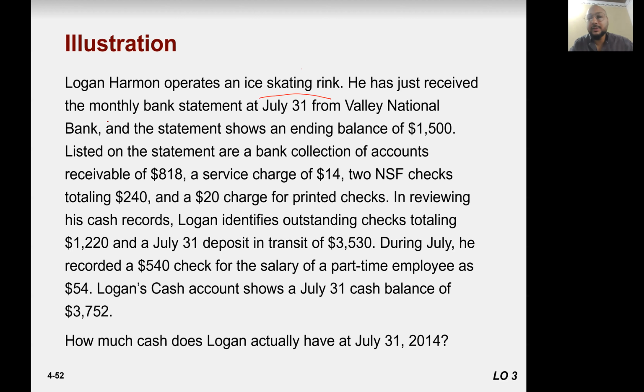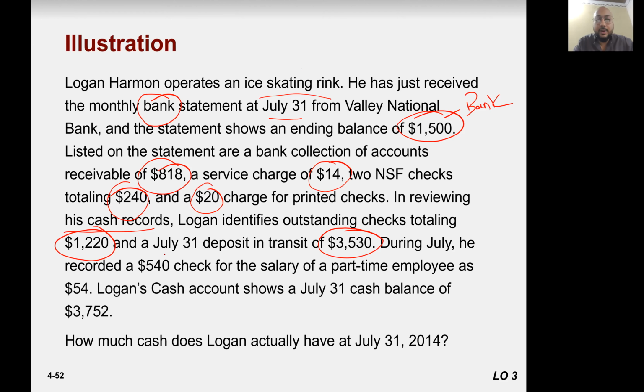Okay, so we have Logan Harmon, who operates an ice skating ring. He has just received a monthly statement, the bank statement at 31st of July from Valley National Bank, and the statement shows an ending balance of 1500. So this is the bank balance. Listed on the statement are a bank collection of account receivable 818, service charges 14, NSF 240, and 20 of printing charges. In reviewing his cash records, Logan identifies outstanding checks totaling 1220 and a July 31st deposit in transit of 3530.